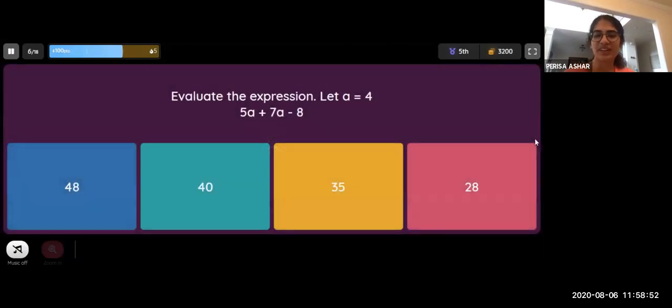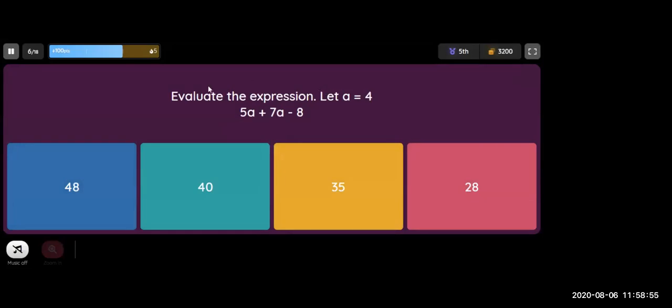You never know. Okay. So now evaluate this expression. Basically what this means is you have to solve this expression. Let a equal 4. So you have to plug in 4 for wherever you find a.